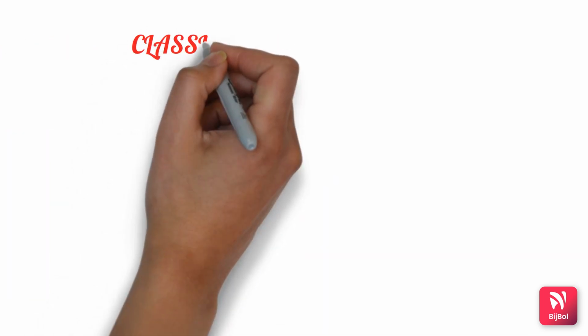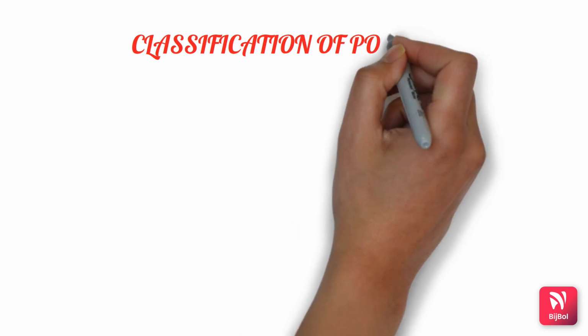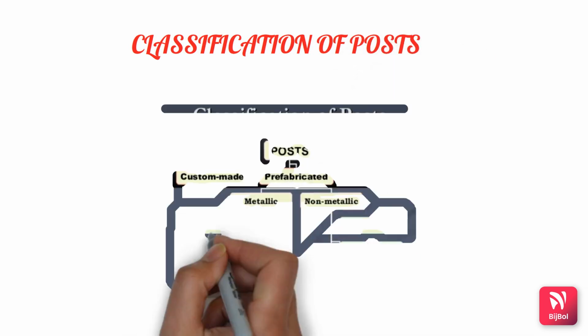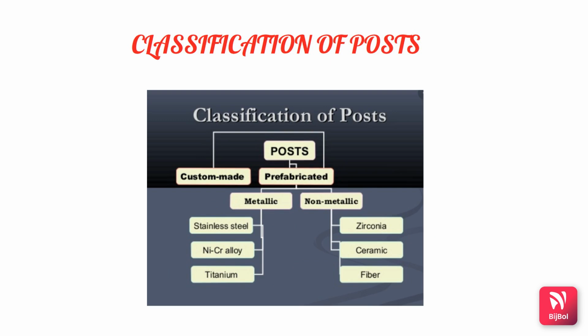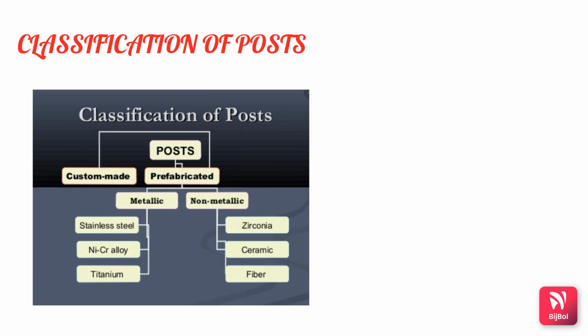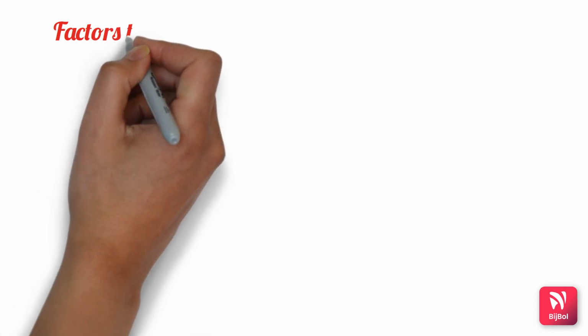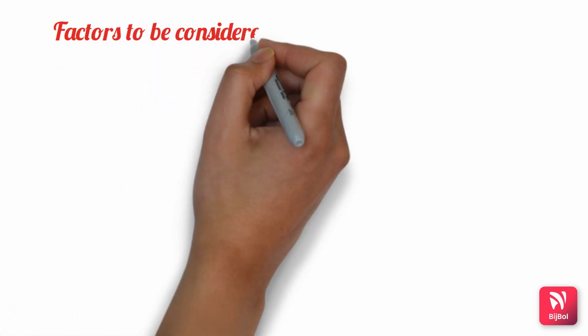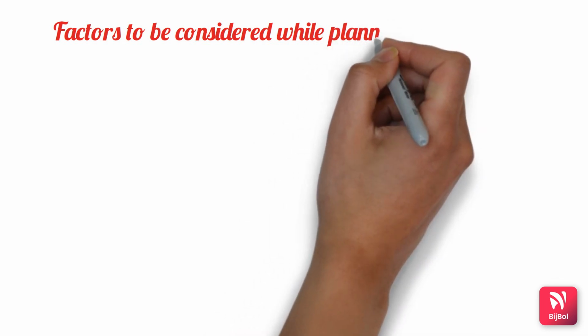If you see the classification of the post, they may be custom made or prefabricated. The custom made are preferred in cases of mobile teeth or other considerations, whereas the prefabricated are of two types, that is the metallic and the non-metallic. The metallic include stainless steel, nickel, chromium and titanium, whereas the non-metallic include zirconia, ceramic and fiber post. Now we'll see the factors which affect endodontically treated teeth and the post placement.